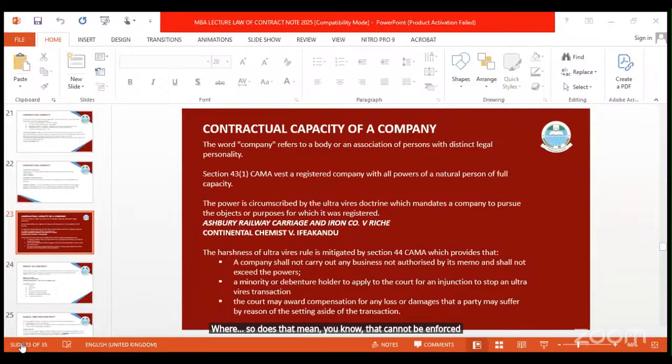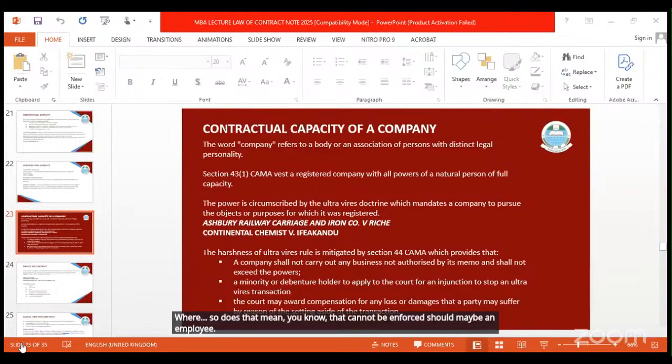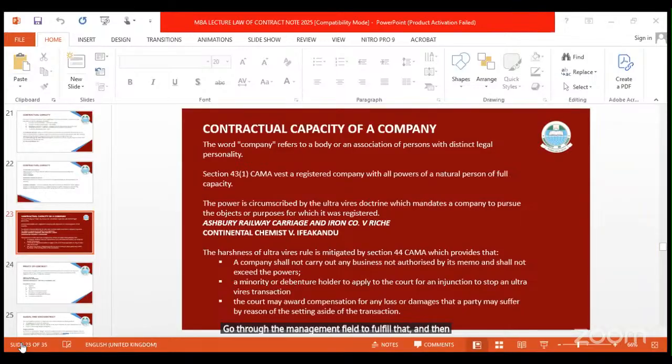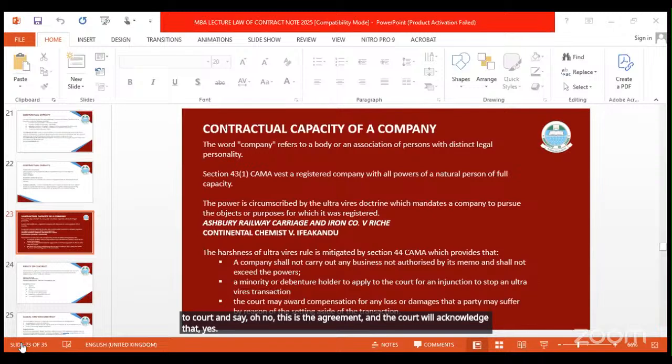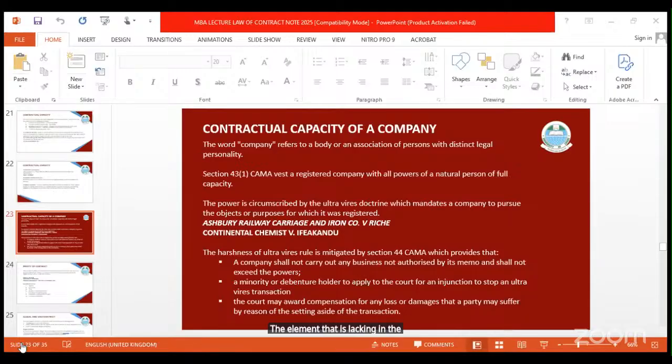Should the management fail to fulfill that, can't the employee go to court and say, this is the agreement, and the court will acknowledge that management and the union sat and agreed that these are the terms? I just want to understand which element is lacking in the collective agreement that renders it not enforceable or not acceptable as a contract.